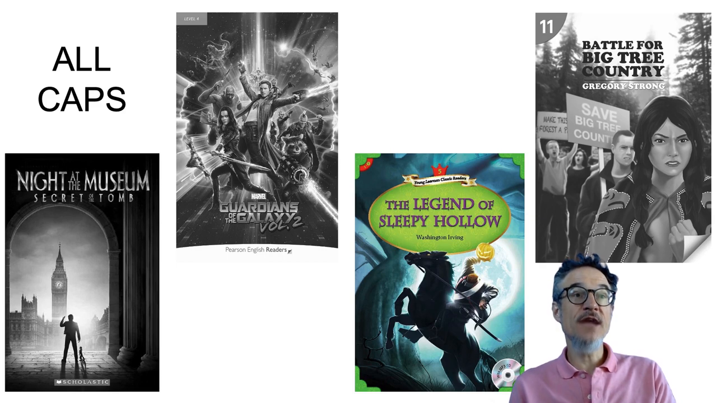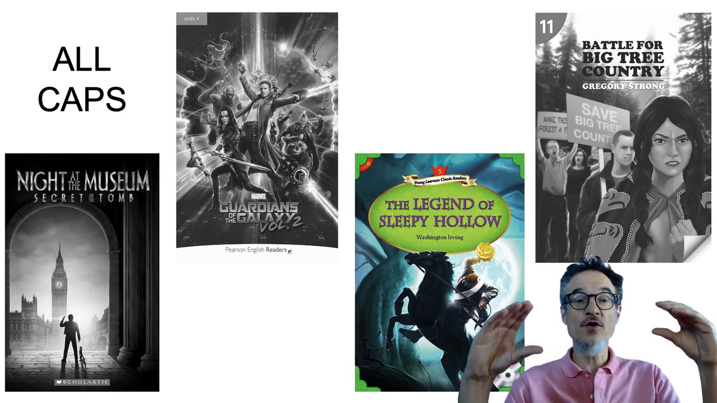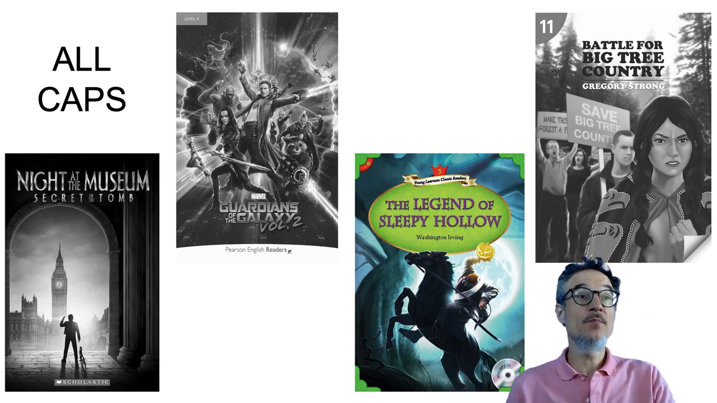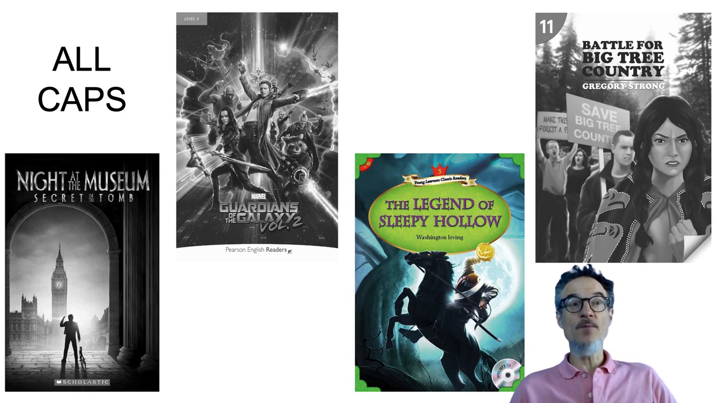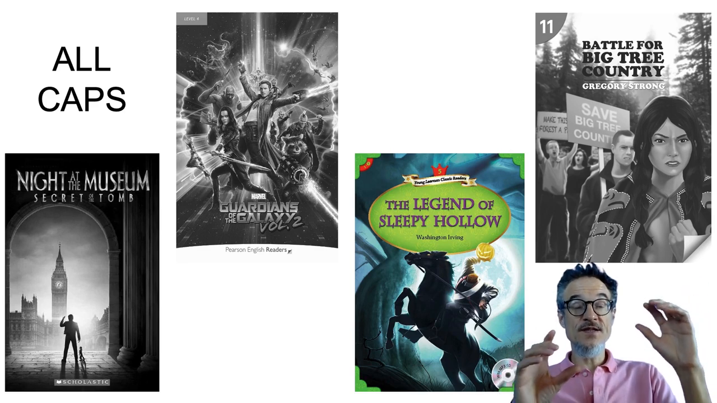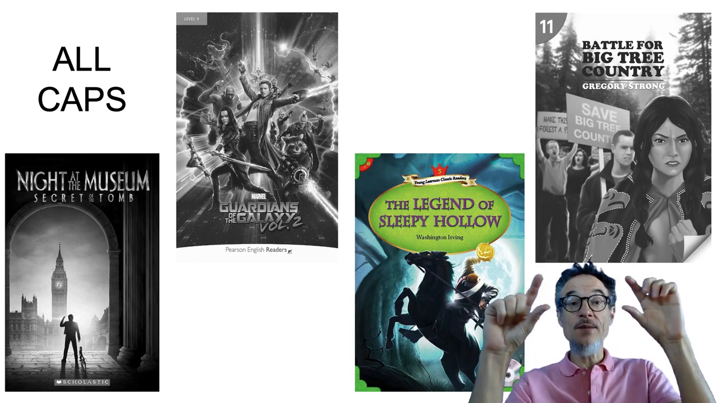Similarly for Guardians of the Galaxy and The Legend of Sleepy Hollow. So the and of are a bit smaller. They're still all caps, but they've used smaller letters. And Battle for Big Tree Country also uses all caps. So often it's used for a title of a book. This is usually a design. This is not grammar. This is a design decision. So they've decided what will look good on this title. And often, if it's a title, which is mostly a picture and mostly an image, often all caps looks better.